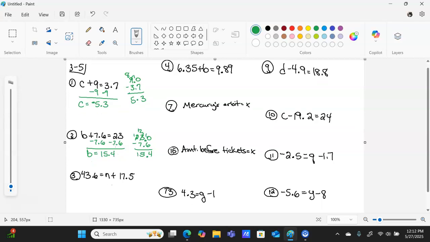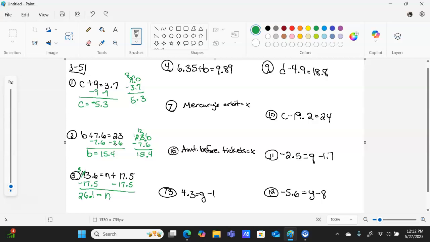On this one, my variable's on the right-hand side, but it has a 17.5 added to that, so I need to subtract. And this one I can just do here because the 43.6 is bigger than the 17.5, so I can do that subtraction in place. And I get 26.1, and it is positive because the 43 is the larger one.